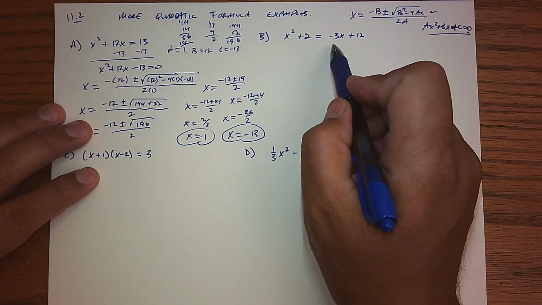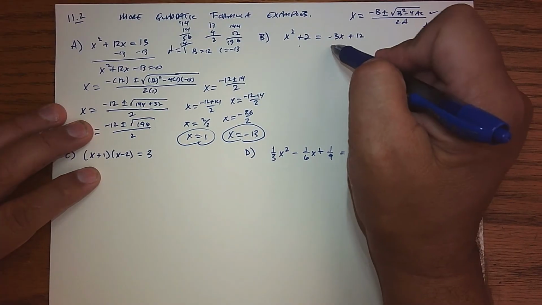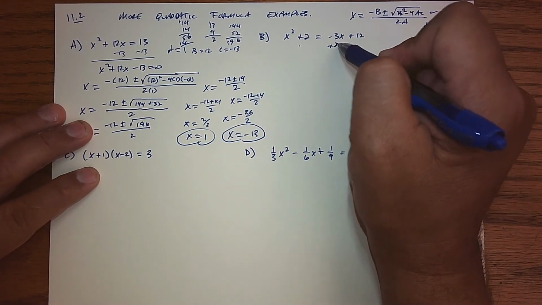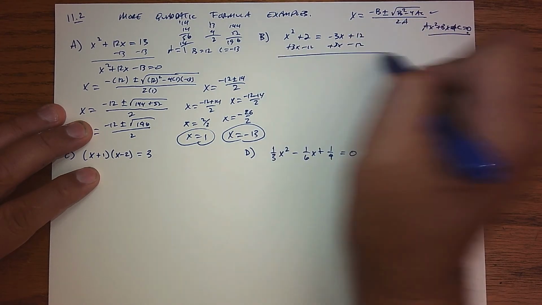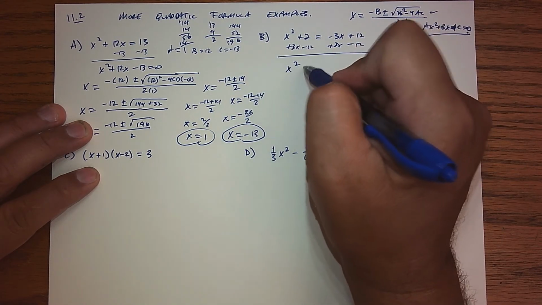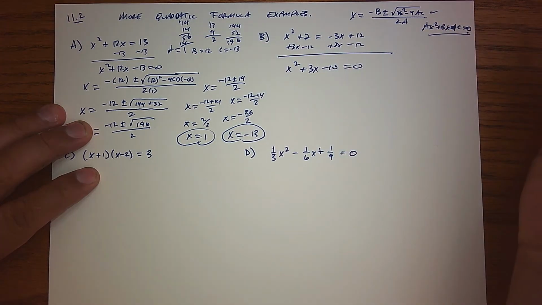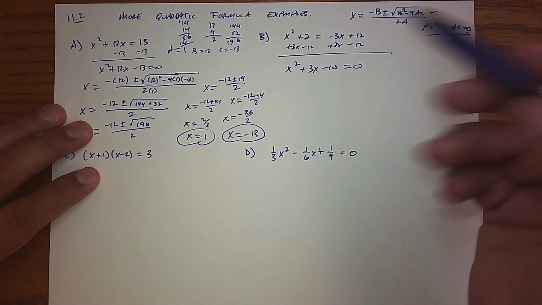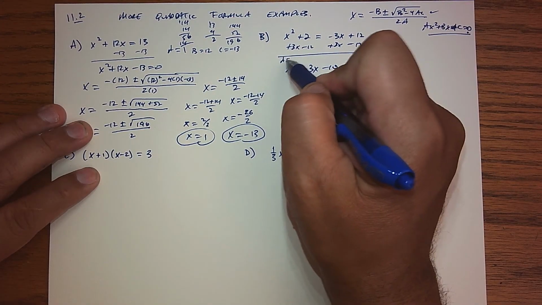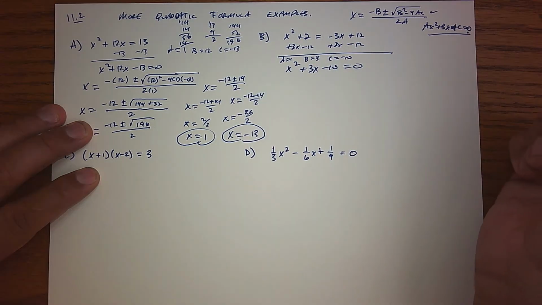The next one has the same problem. We're not set equal to 0, but it is a quadratic. So how about I move everything this way? I'll add 3x to both sides, and I'll subtract 12 from both sides. That'll give us x squared plus 3x minus 10 is equal to 0. Of course, I would actually factor at this point, but since we're using the quadratic formula, my A is 1, my B is 3, and my C is negative 10.